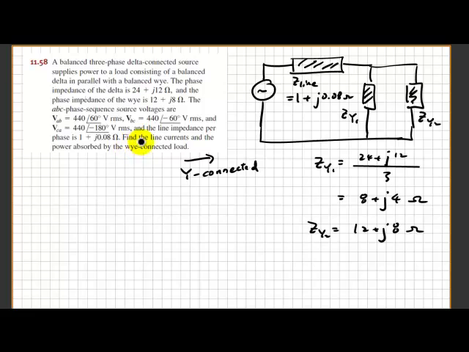So the question asked is find the line current and the power absorbed by the Y connected load. So which means that is this Y connected load. So I'm going to use this highlight to emphasize what they are looking for. This is the second question, and the first question is to find out the line currents. So the line currents and the power absorbed by the Y connected load. So you will have to find these two pieces of information. The line currents would be this as well.